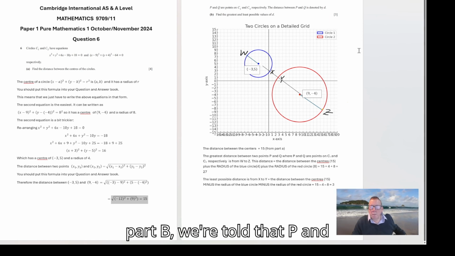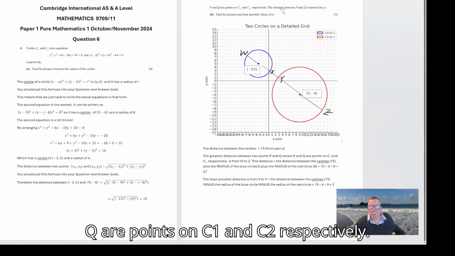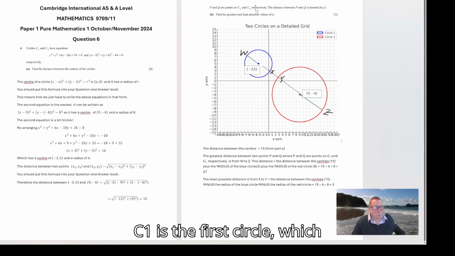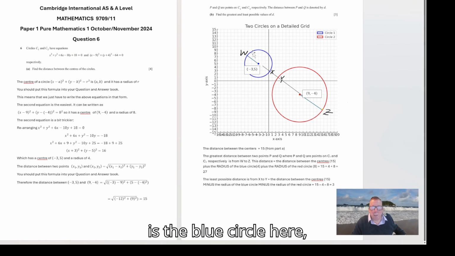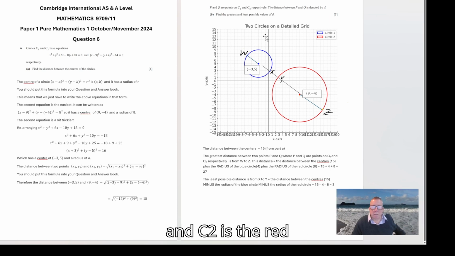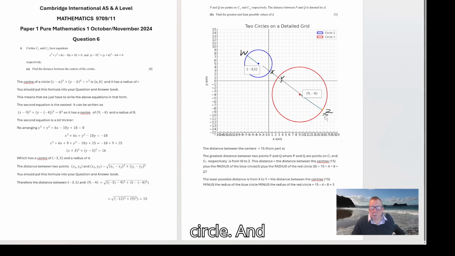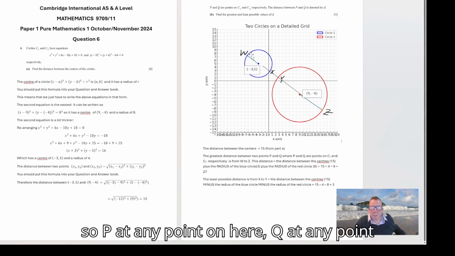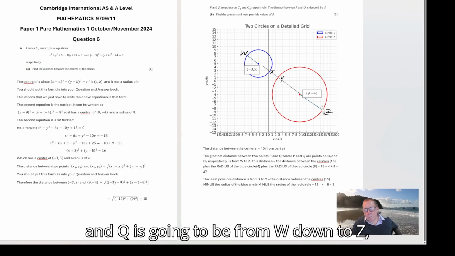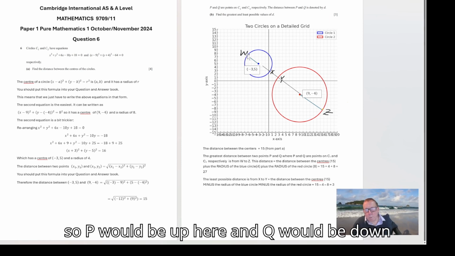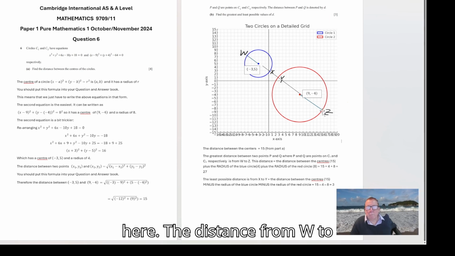Coming to part B, we're told that P and Q are points on C1 and C2 respectively. C1 is the first circle, which is the blue circle here, and C2 is the red circle. So P is any point on here, Q any point on here. The biggest distance between P and Q is going to be from W down to Z, so P would be up here and Q would be down here.